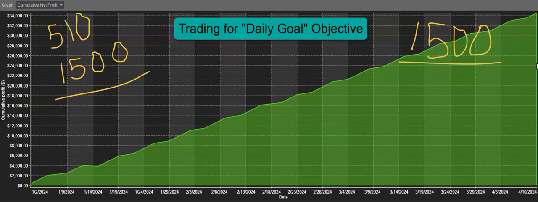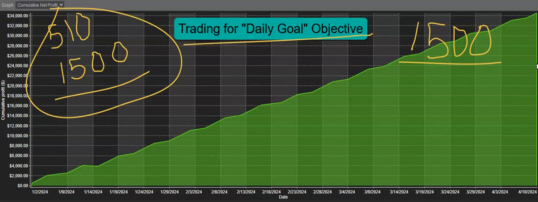So let's just get into, though, if you have your one batch of 3 accounts, let's just talk about that and why this type of equity curve and the approach of trading for a daily goal has a lot of pros, and I can't find many cons, pros and cons.